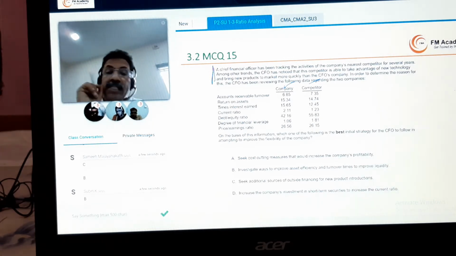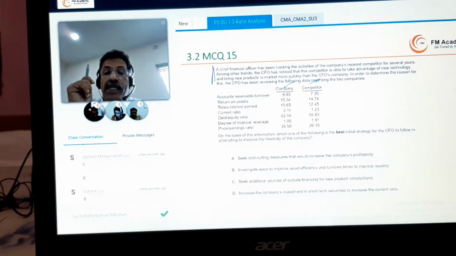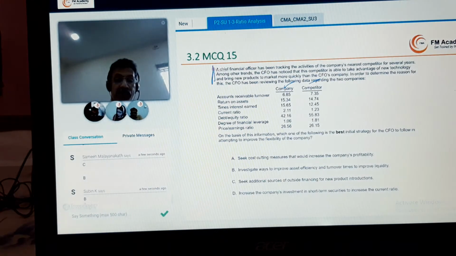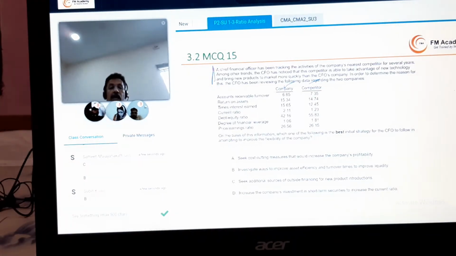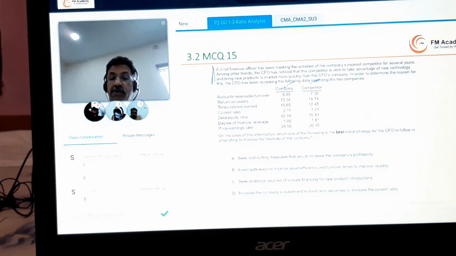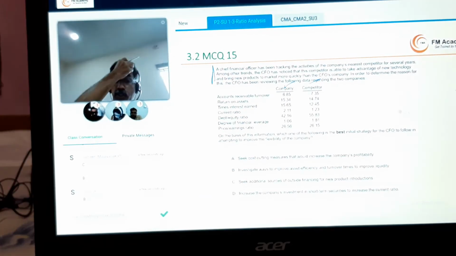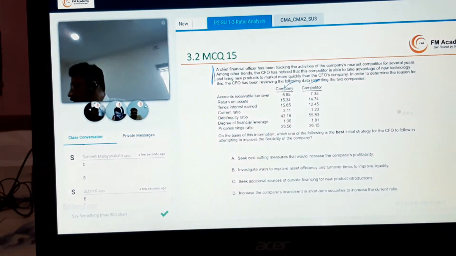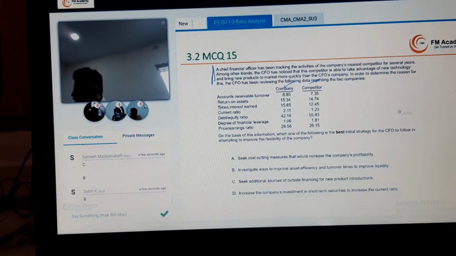In order to determine the reason for this, the CFO has been reviewing the following data. So you are given some ratios, right? So now read the question, read the choices, and see whether each is consistent with the CFO's objective to give an initial strategy to follow in attempting to improve the flexibility. Just go through each of the choices and then give your answer there in the class conversation.